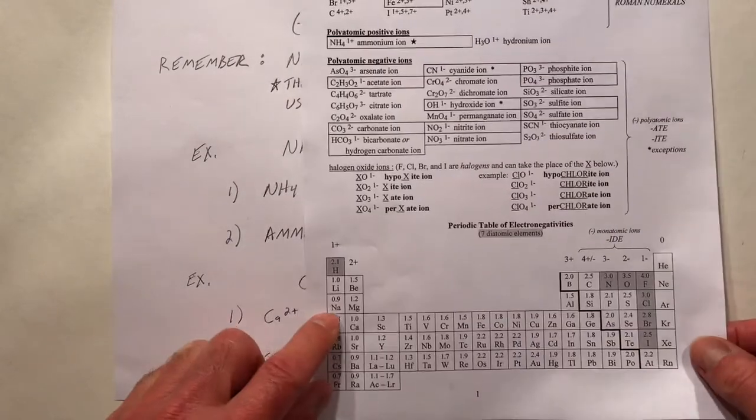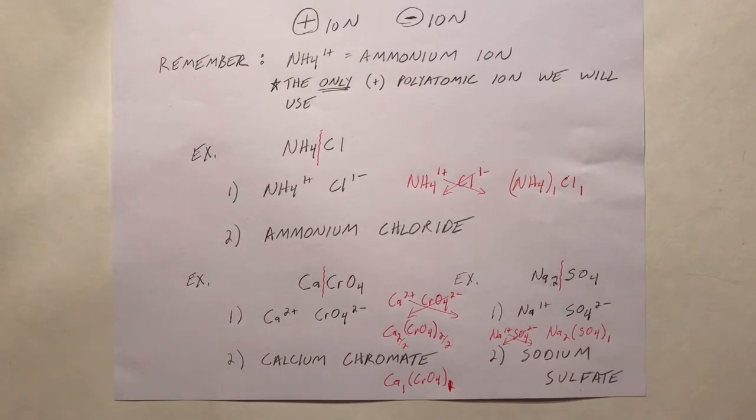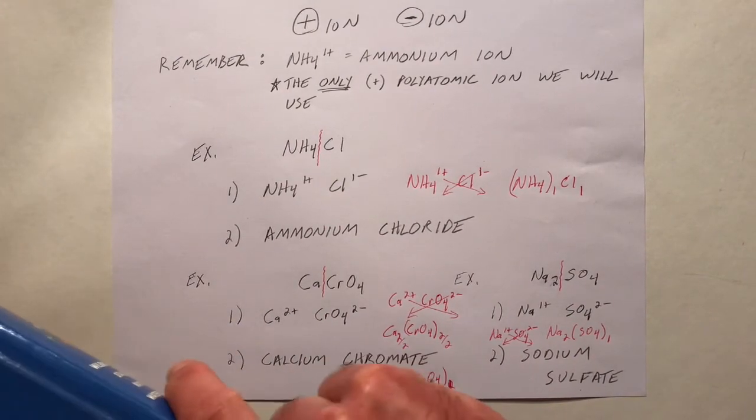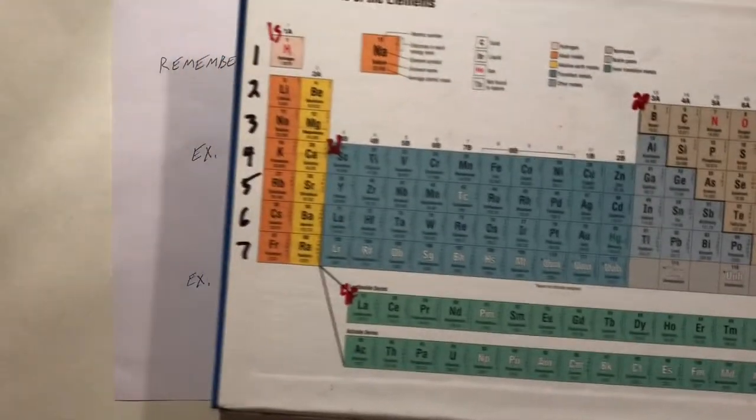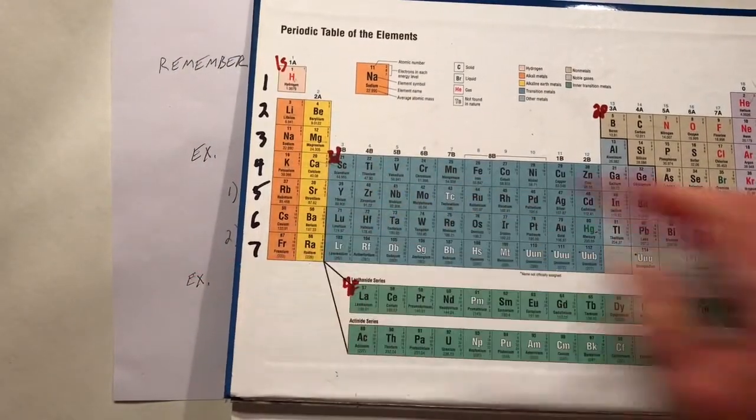Now you might say, how do you know Na is sodium? Well, once again, that's when you would have a periodic table with element names on it, like this one, and you could see that here's Na, it's called sodium.